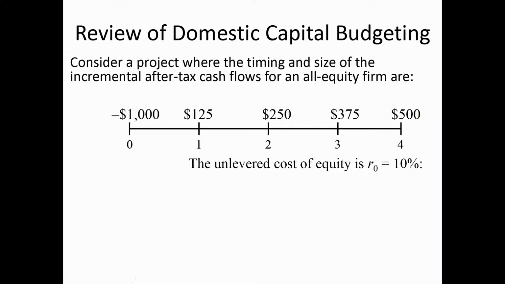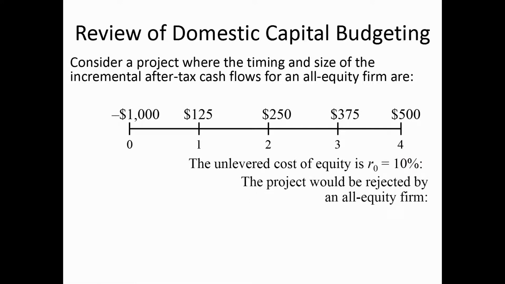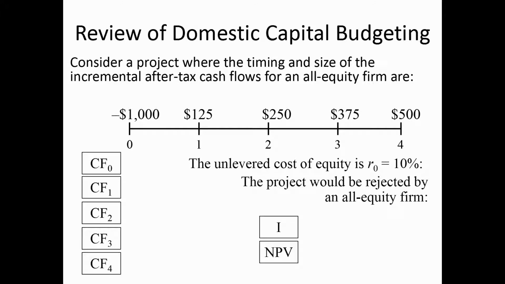Now we have a cost of equity, which is 10%. Unlevered means this is a purely equity financed firm. There's no debt at all, so a 10% cost of equity basically is the cost of capital for the entire firm. We would reject the project if the NPV is negative, and we would accept the project if NPV is positive. Previously we learned this.